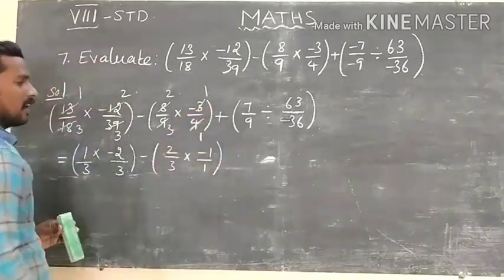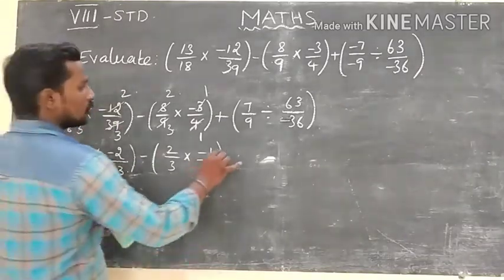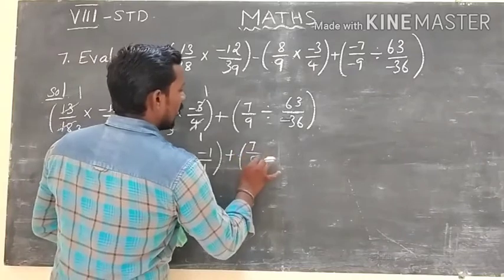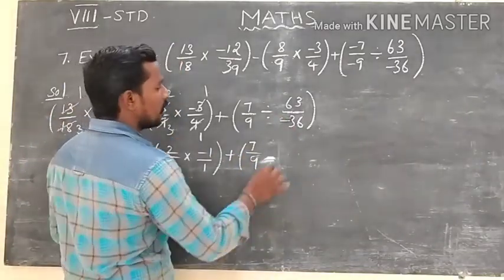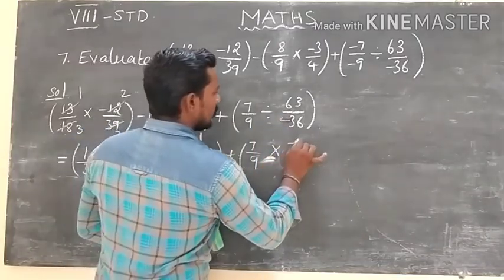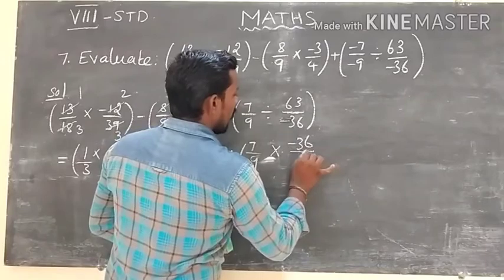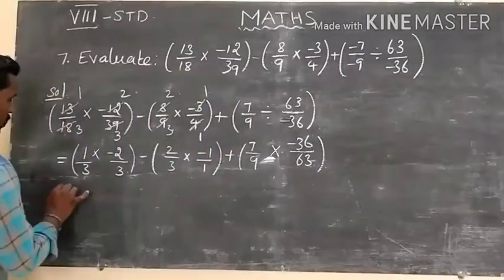Don't miss any sign, because sign is the most important role in the simplification. Okay, so plus 7 by 9, the division changes into multiplication, interchange the numerator and denominator. So division changes into multiplication, interchange the denominator and numerator. Okay, this is the form.